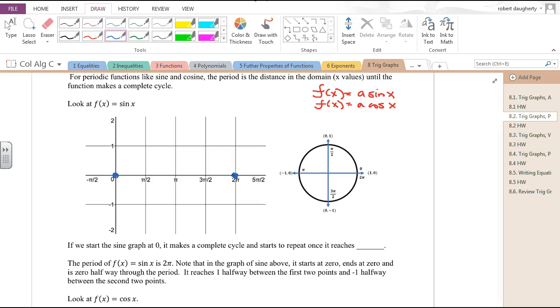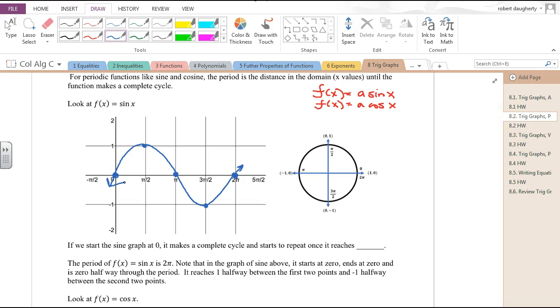So this sine function starts at 0, ends at 0. Halfway in between, it is at 0. Halfway between the first 2 points, where is it? 1. Halfway between the second 2 points is -1. And this is a curve, so you should have curves in your graph. And this is just going to keep on going as long as you want. But that is one complete cycle of the sine graph, okay?